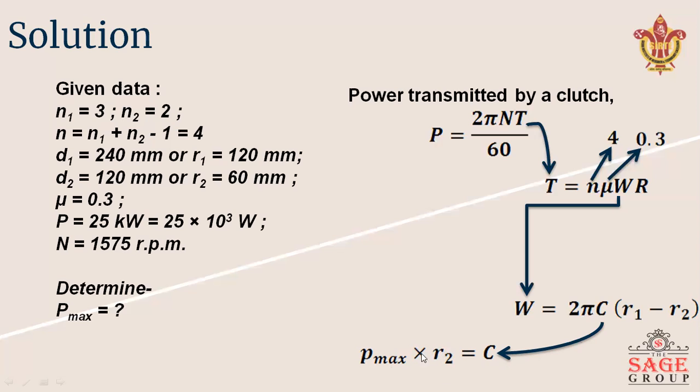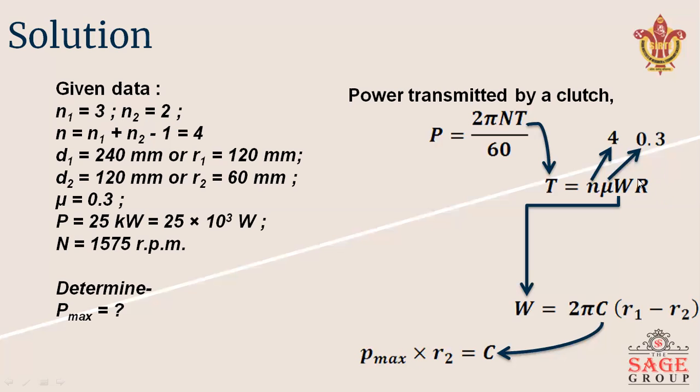So we have to substitute this value of C in this equation, which is for axial load W. So we have the value of W in terms of P max. We will have all the values, and the only unknown is P max. So W is equal to something times P max. Now the value of W, in terms of P max, we have to substitute here.